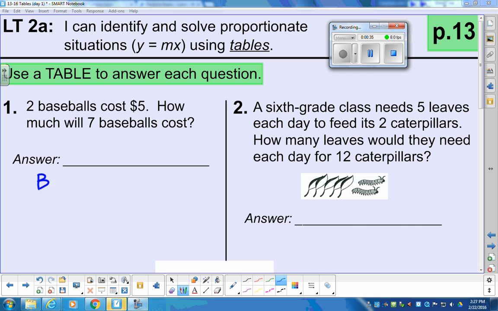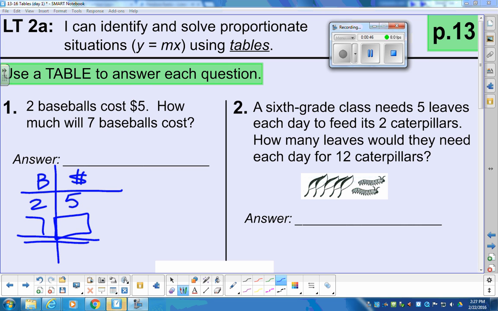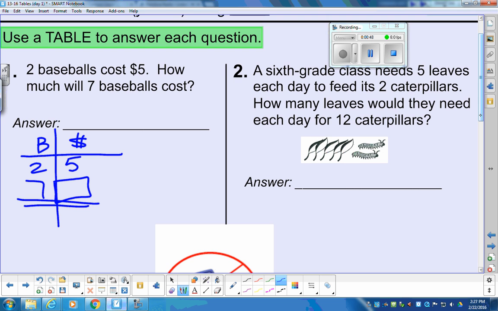So if you have baseballs and dollars, 2 baseballs is $5. How much would 7 baseballs cost? So here's our scenario. Now in 7th grade, you'd be able to take cross products and solve. But in 8th grade, we always have to ask this question of 0, 0. Asking, is it proportionate? If it's proportionate, it goes through 0, 0.